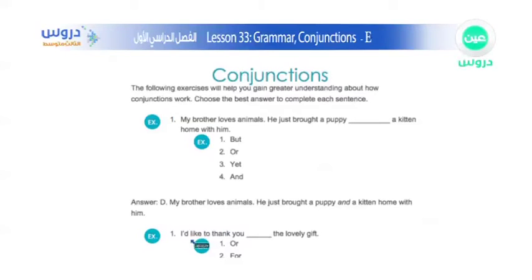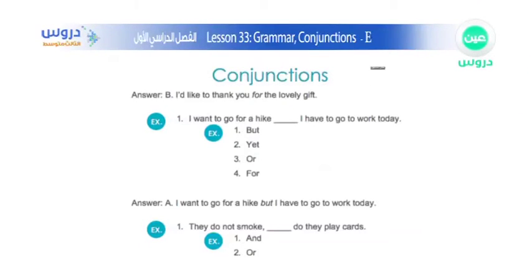Okay, what do you think of this? I'd like to thank you, blank, the lovely gift. What do you think the answer is? Four. So everyone answered four. Okay, let's check this. Answer B: I'd like to thank you for the lovely gift. Yes, that's correct.